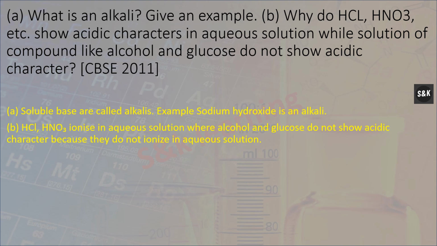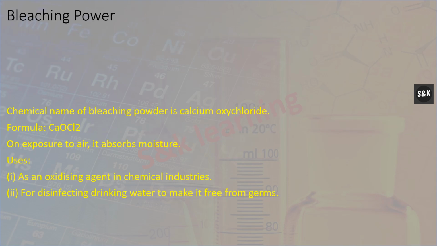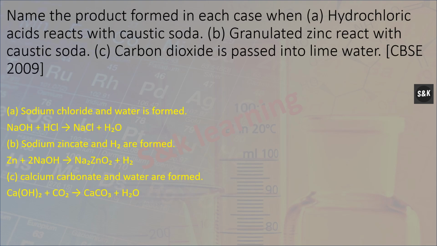HCl and HNO3 ionize in aqueous solution, whereas alcohol and glucose do not show acidic character because they do not ionize in aqueous solution. Bleaching powder. The chemical name of bleaching powder is calcium oxychloride, formula CaOCl2. On exposure to air, it absorbs moisture. It is used as an oxidizing agent in the chemical industry.